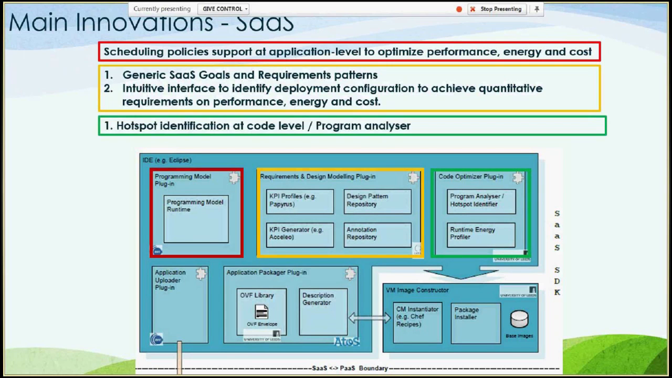It has a code optimizer, whose main role is to identify hotspots at code level and analyze your programs before you actually deploy them. So this is a very handy tool that could potentially tell you that it is likely that you're going to consume less or more energy just by tweaking your code.